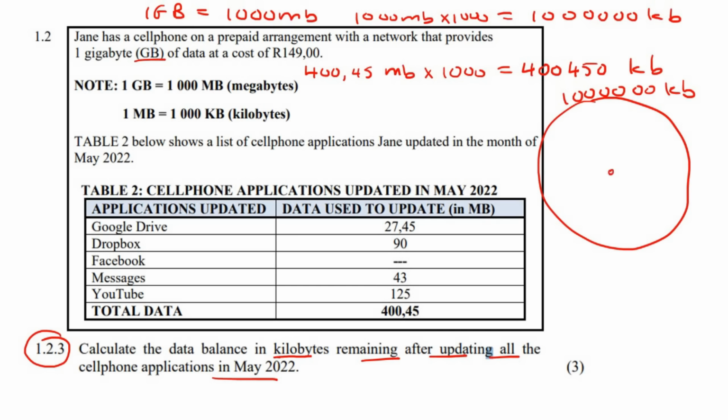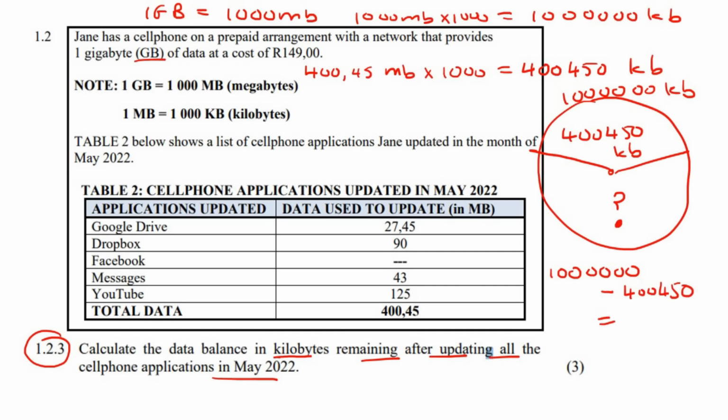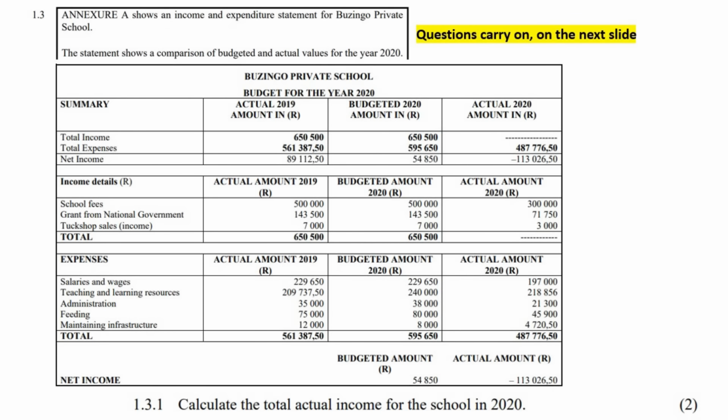She uses 400,450 kilobytes to update all of her apps. So we got to work out this leftover amount. So the way that you would do that is you'll just say 1 million, take away 400,450, and if you work that out, you get 599,550, and that's kilobytes. So this question will carry on.